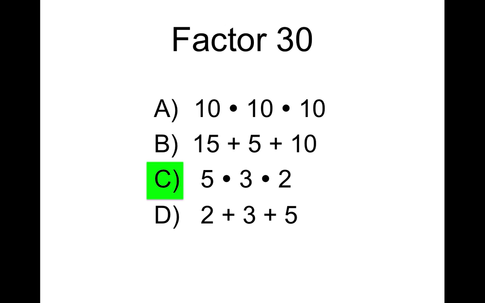In choice C, we've broken up the number 30 into 3 things that multiply to make 30. 5 times 3 times 2 is 30. None of the other choices fit the definition of factor.